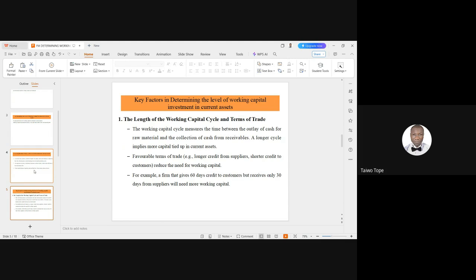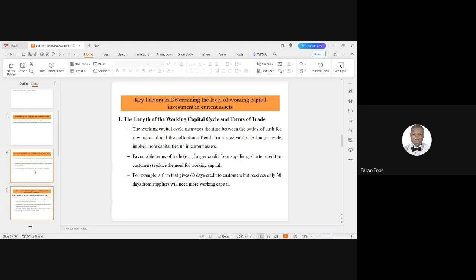from external sources. So talking about terms of trade now, the terms of trade, that is the credit terms agreed with suppliers and customers, directly affect the cycle likewise. A favorable term, such as longer credit from suppliers or shorter credit to customers, helps reduce working capital requirements.